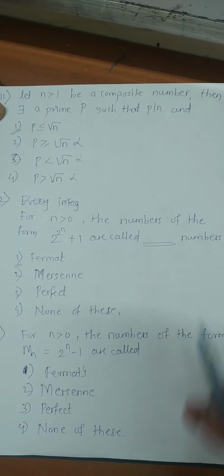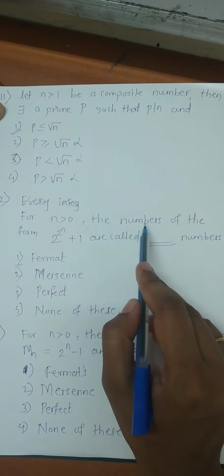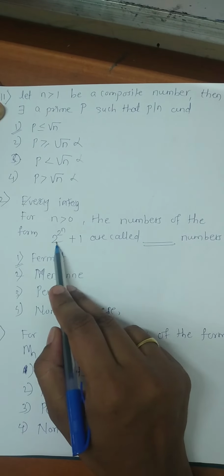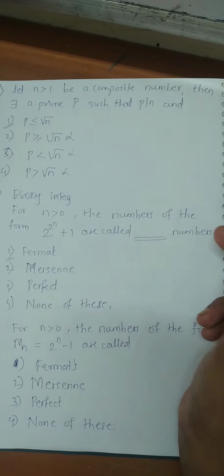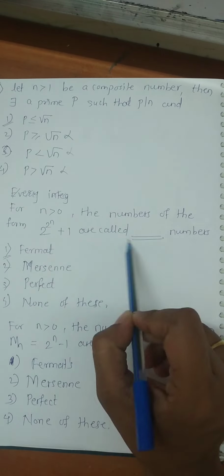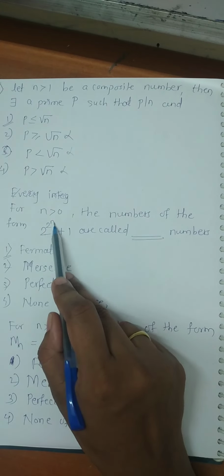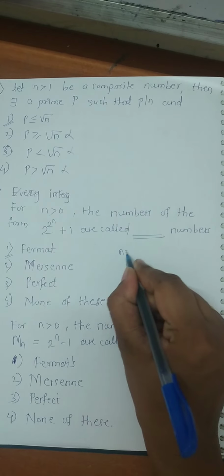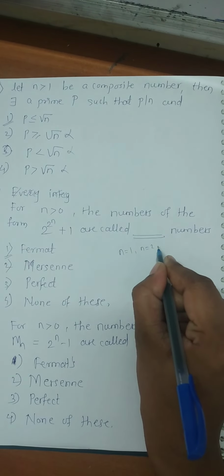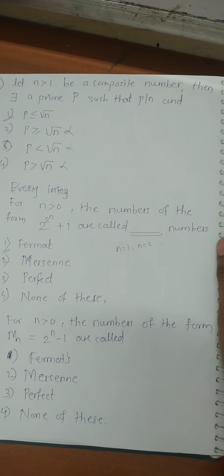Next, for n greater than 0, the numbers of the form 2 to the power n plus 1 are called, we have already seen in class, Fermat numbers. Put n is equal to 1, n is equal to 2 and so on, you will get a sequence of Fermat's numbers.